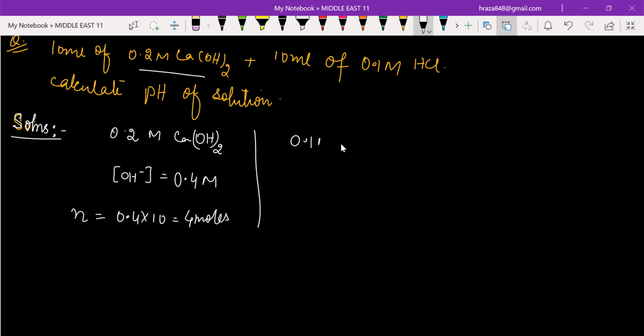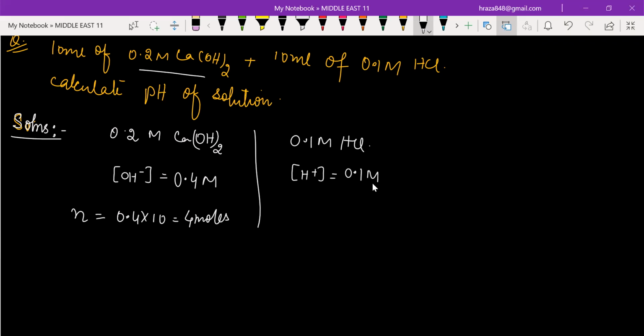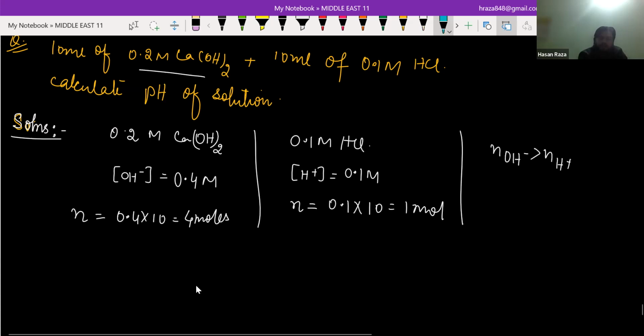Now, again, 0.1 M HCl. What is the molarity of H plus, Ifra? 0.1 M. Right, Krishna? Yes, sir. Now, number of moles will be 0.1 into volume 10, so it will be 1 mole. Now you can see that the number of moles of OH minus is greater than the number of moles of H plus. So we are going to calculate the molarity of OH minus, that is molarity of base minus molarity of acid into volume of acid upon sum of all the volumes.